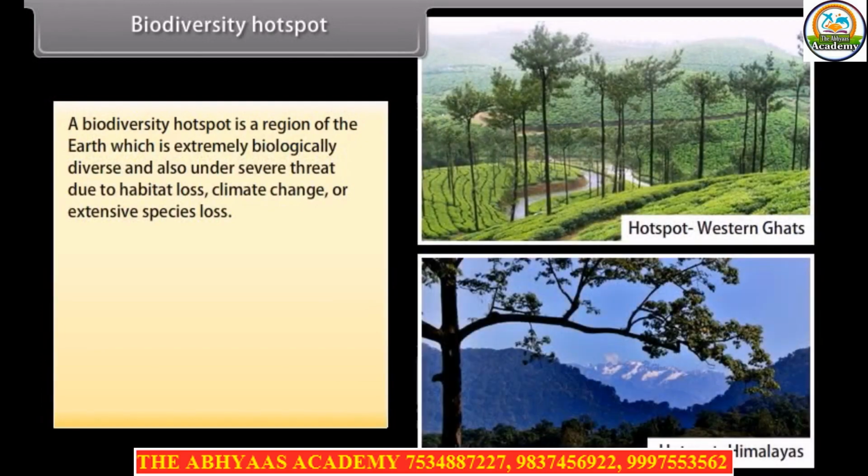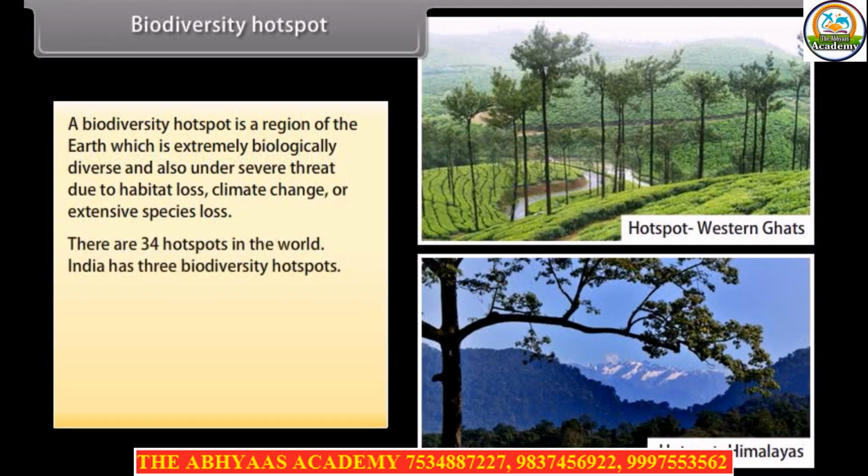Biodiversity hotspot. A biodiversity hotspot is a region of the Earth which is extremely biologically diverse and also under severe threat due to habitat loss, climate change, or extensive species loss. There are 34 hotspots in the world. India has 3 biodiversity hotspots. They are the Western Ghats, Himalayas, and Indo-Burma region.